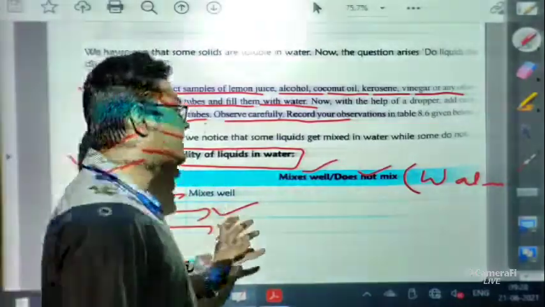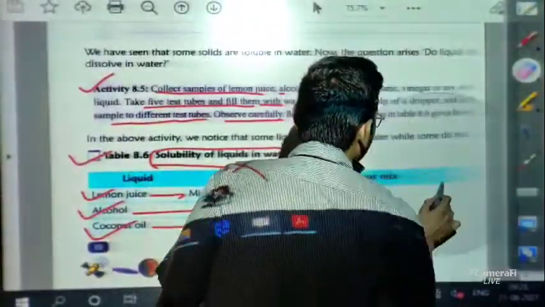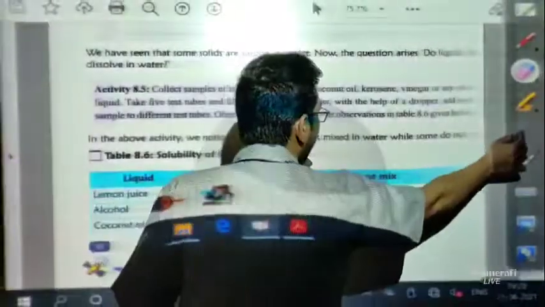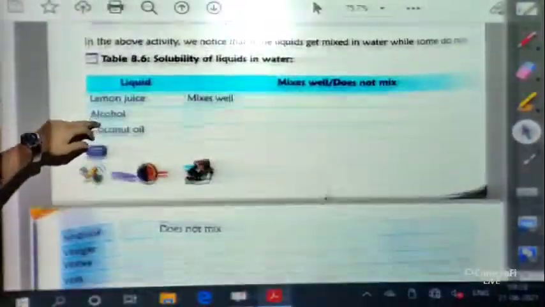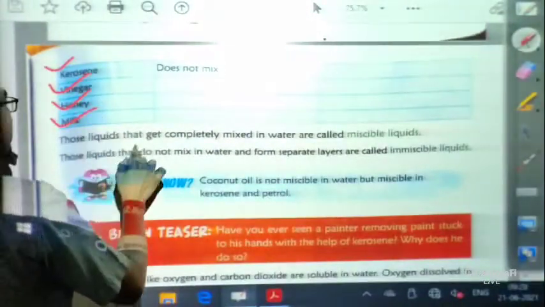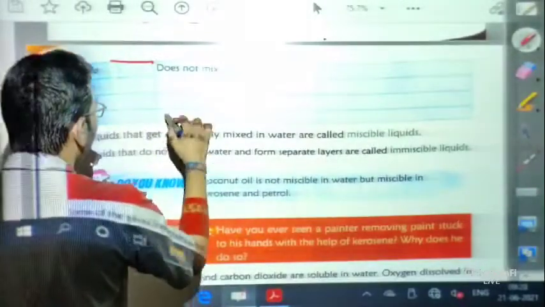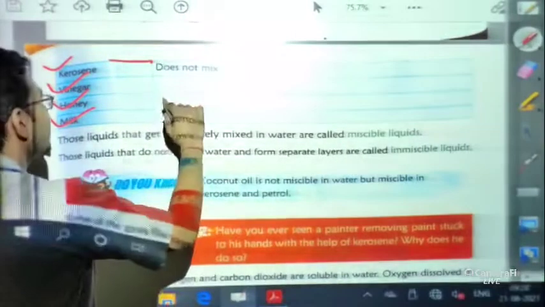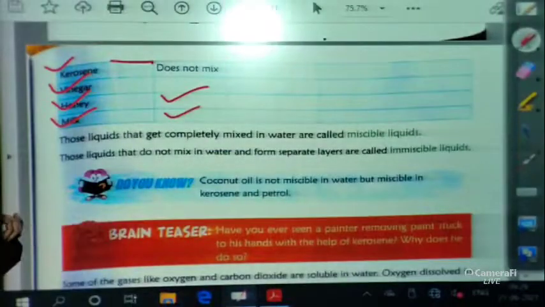By seeing this table, we can easily understand which liquids mix with water very easily, and which liquids don't mix with water. You can see a few more examples: kerosene, vinegar, honey, milk. Kerosene doesn't mix. Milk will mix, honey will mix. So these are the things, students, that can mix or can't mix with water, but they are all liquids.